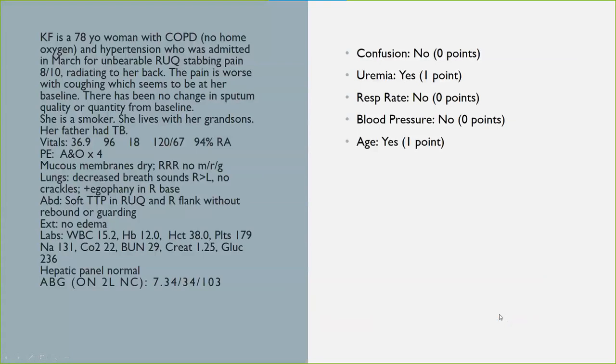So back to our first case, she was not confused. She did meet the uremia criteria and the age criteria. So her score would be 2, which places her appropriate for either admission or observation, but probably not to be treated as an outpatient.